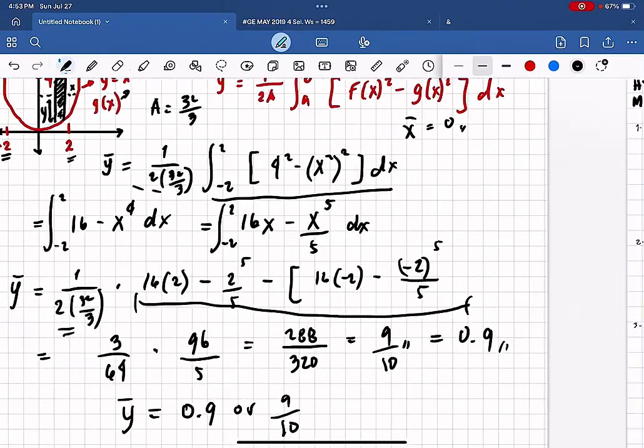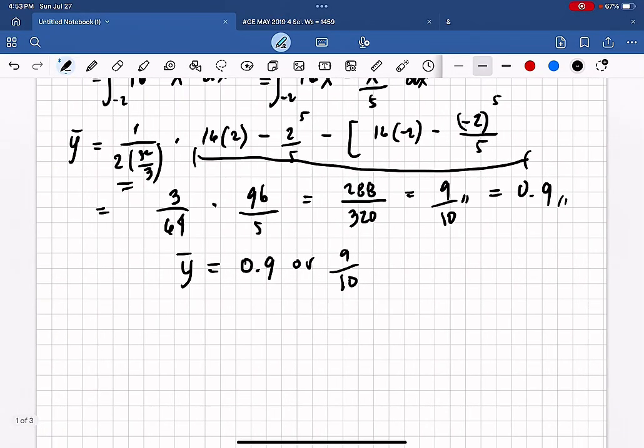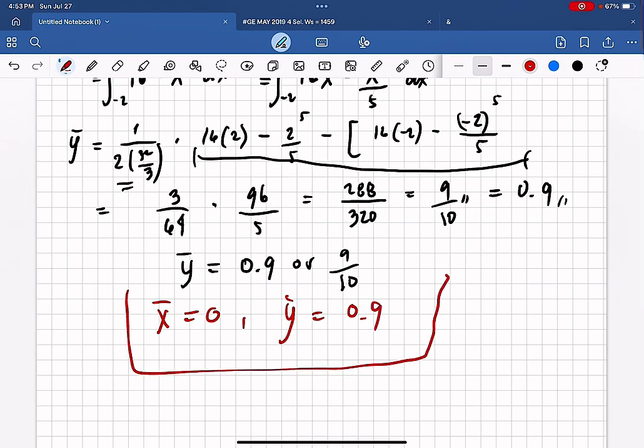So let's put it here. The value for our x is equal to 0, and our y is equal to 0.9. So this is the centroid of the shaded region.